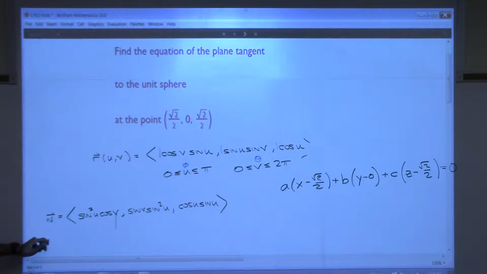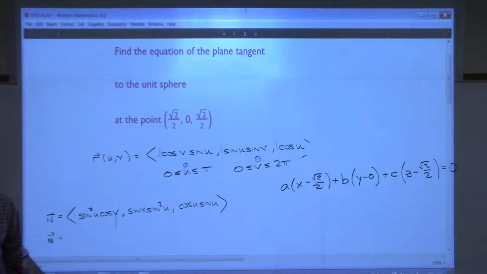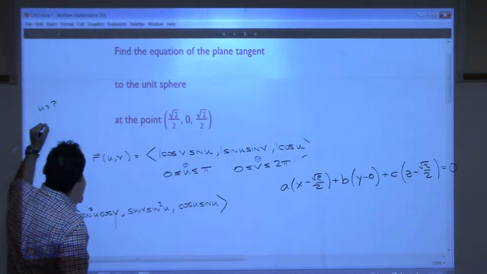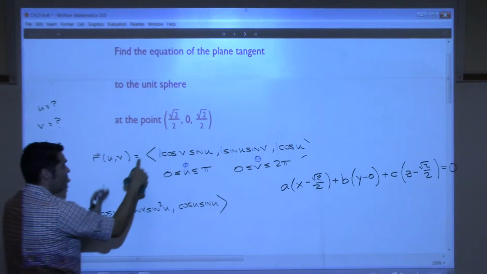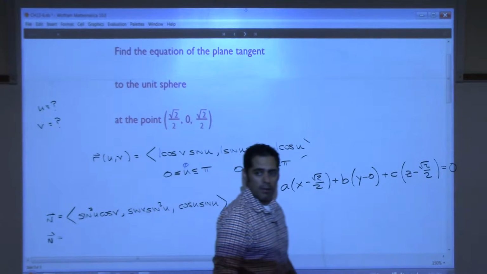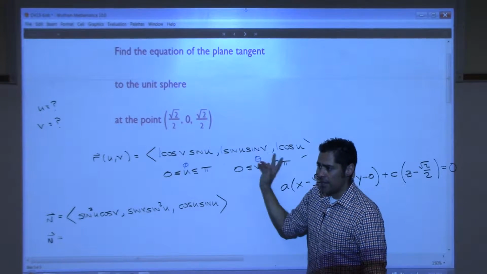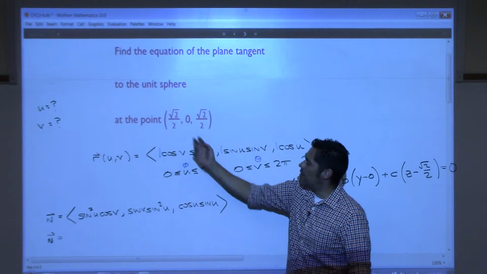Go and figure out what's the normal vector at this point. But that means I need to know what u and v are, right? So I have to now figure out what's u and what's v that get me to this point on the original curve. As I vary u and v around, I start drawing the whole surface. What do u and v have to be to get me to here?